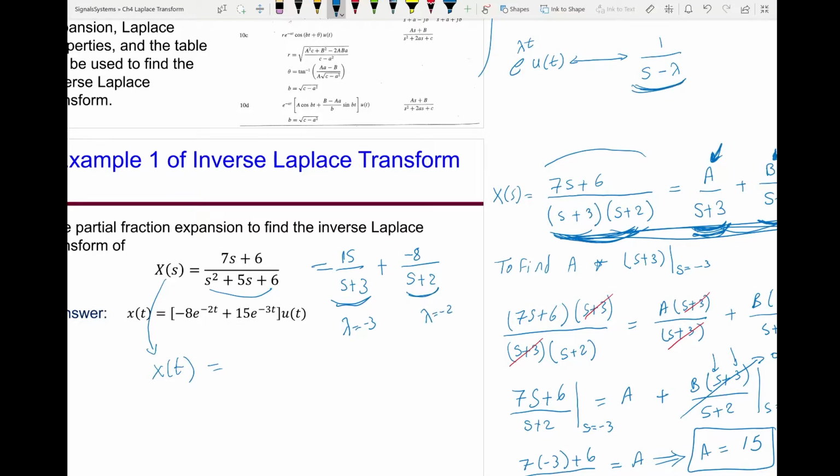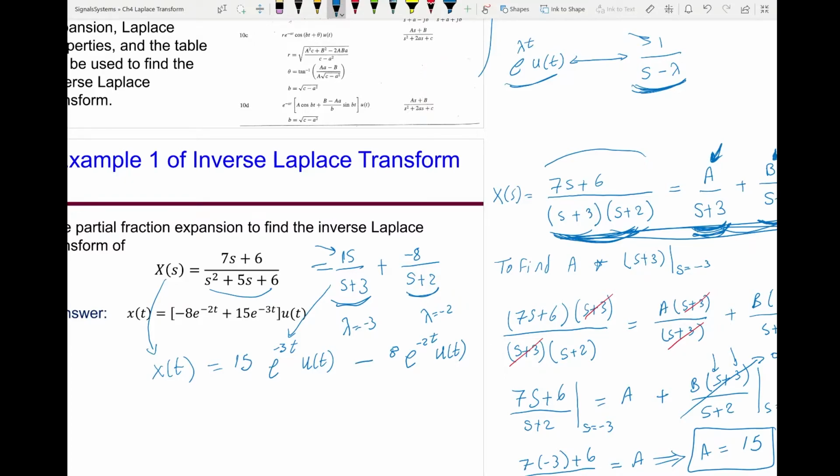So the inverse Laplace transform of this one will be 15 e^(λt) u(t), where λ is minus 3, plus minus 8 will be here, 1 over s plus 2, so that would be e^(λt) u(t), where λ is minus 2. And that's the answer. Plus times minus, you get negative, so that would be just negative.